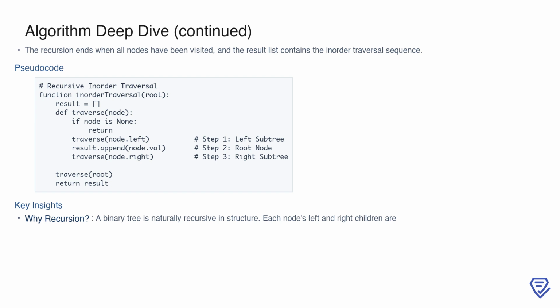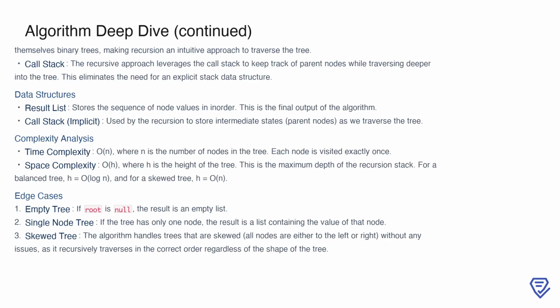This approach works so well because binary trees have a naturally recursive structure. Each node's left and right children are themselves binary trees, making recursion an intuitive way to navigate through the tree. The recursive approach leverages the call stack to keep track of parent nodes as we traverse deeper into the tree. This allows us to backtrack and continue the traversal without needing an explicit stack data structure. Throughout the process, we maintain a result list to store the values of nodes in the correct inorder sequence, which becomes our final output.